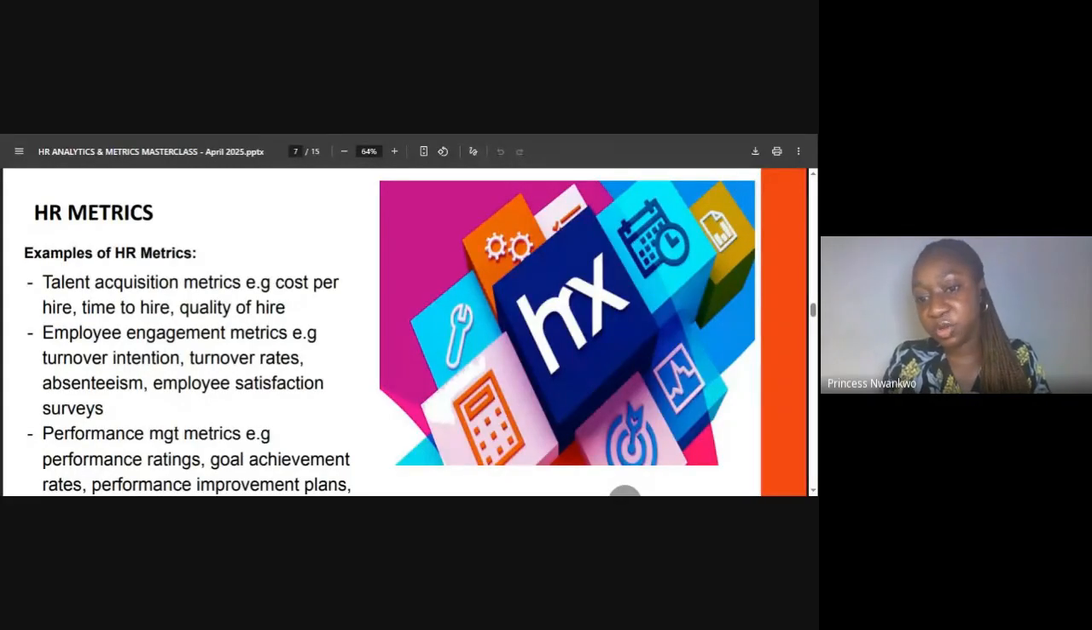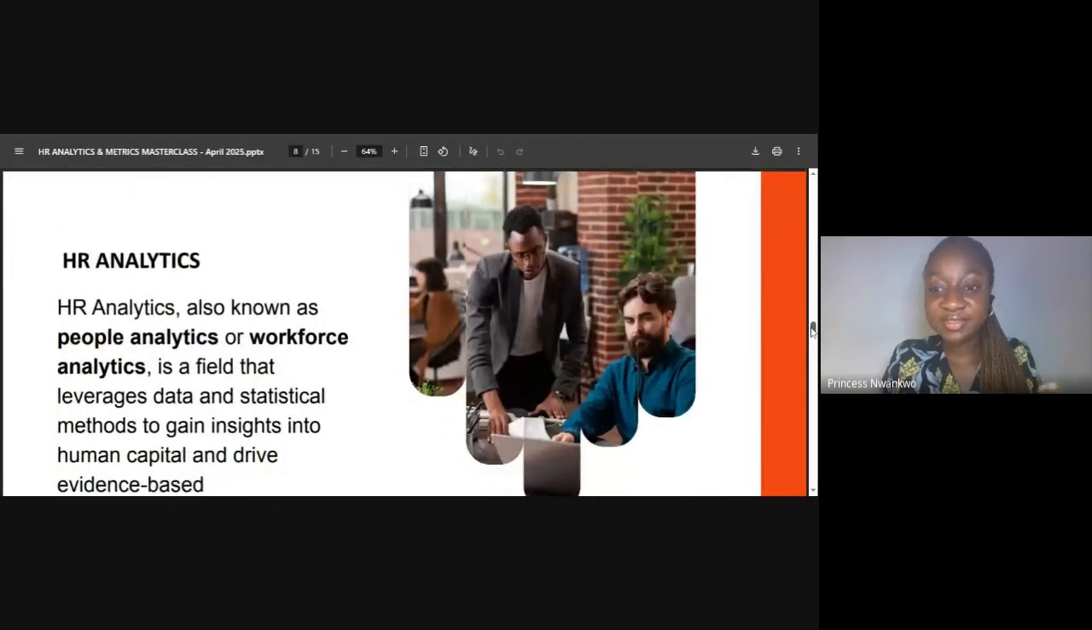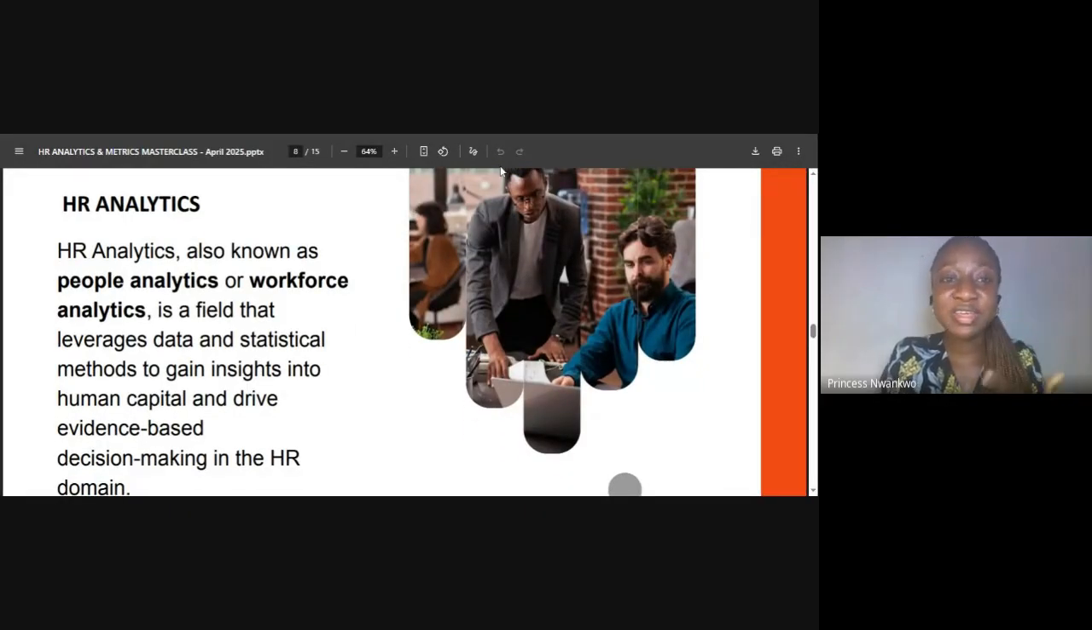So an example of a talent acquisition metric is cost per hire, time to hire. Examples of employee engagement metrics include turnover intention, turnover rate, absenteeism, employee satisfaction surveys. So like I said, any area of the HR value chain can be measured, and there are formulas for them. All of those will also be shared with you if you register and continue with us on the training. So once you have your metrics in place, we can move on to talking about analytics.